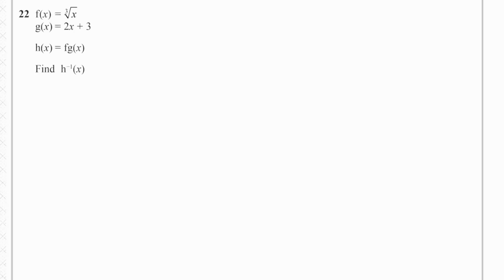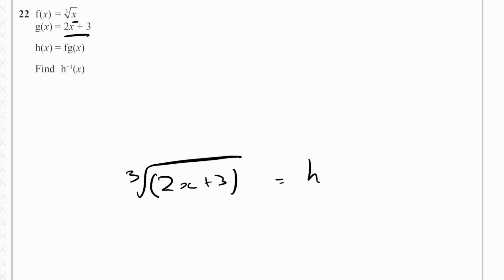So f of x is cube root of x, and then we change the x over here to be g of x, because that's what our formula says, f of g of x. And so g of x was 2x plus 3, so this becomes cube root of 2x plus 3. You can see it's actually not that difficult. And that is equal to h of x. Perfect. And then all you have to do is find the inverse of h of x.